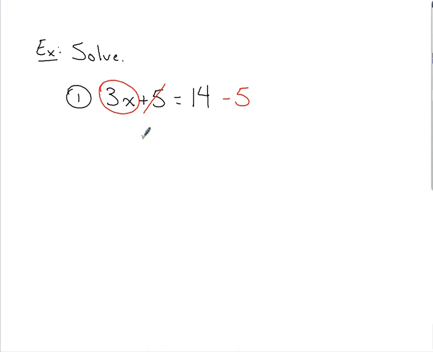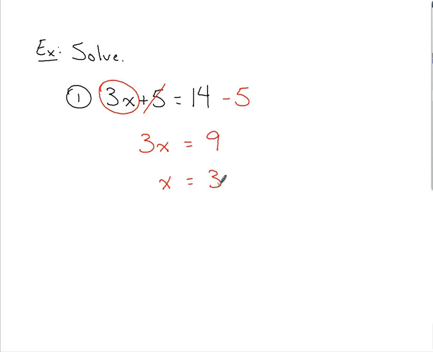So I'm going to have 3x left on the left side of the equation equal to 14 minus 5, which is 9. And then I'm going to understand that the number in front of this x is multiplied, so to move it, I have to divide. So divide by 3 to both sides, x equals 3.